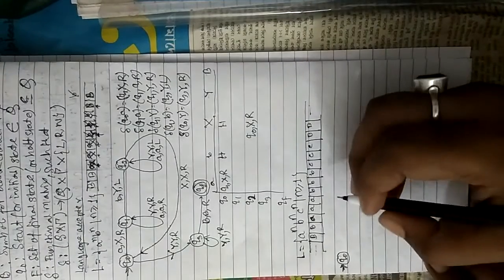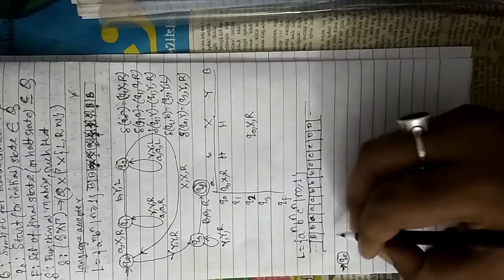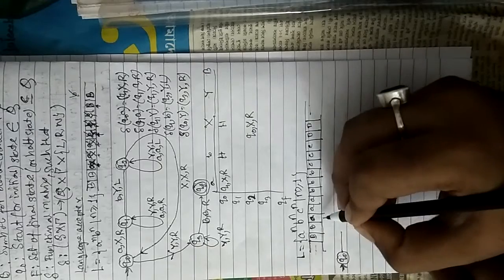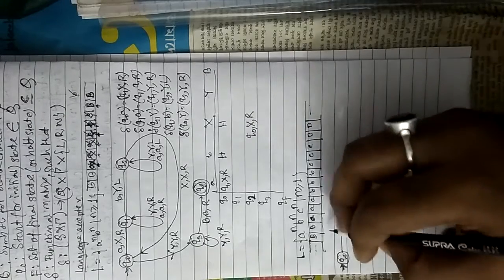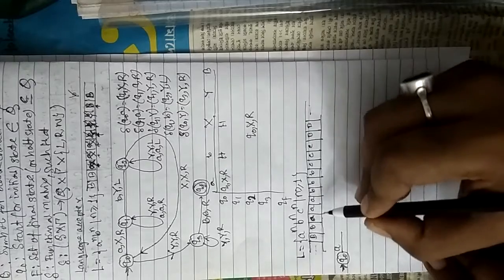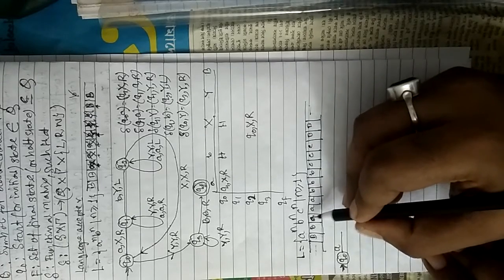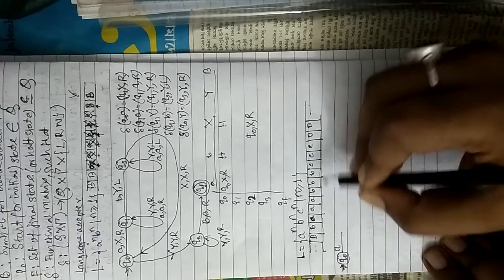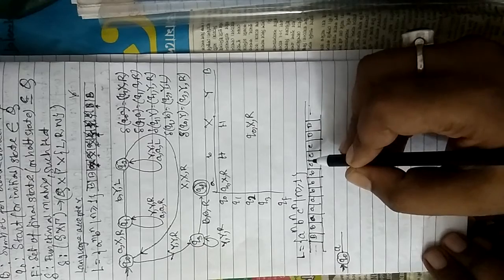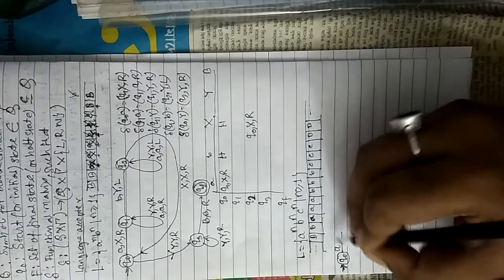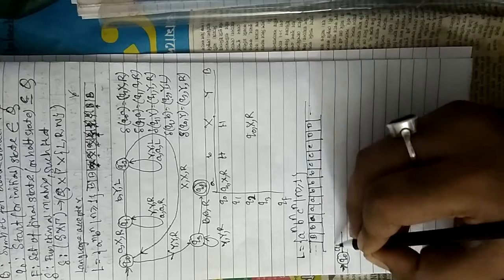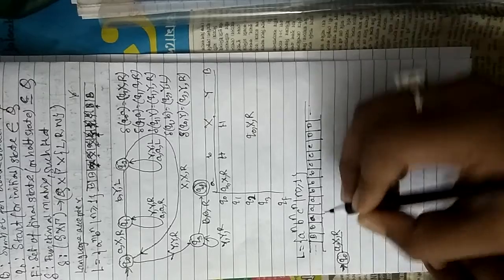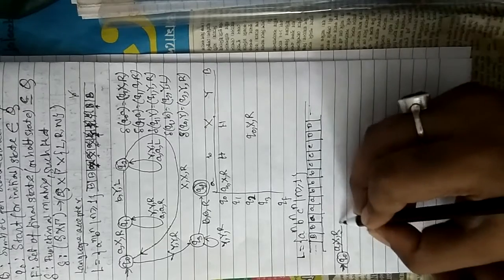Now from Q0, I am here. I did first A. Now what will be my idea? I will read one A and replace it by X. I will read B and replace B by X. I will read C and replace C by X. Okay, so first A I am reading, so I replace A with X and move to the right, and go to the next state.